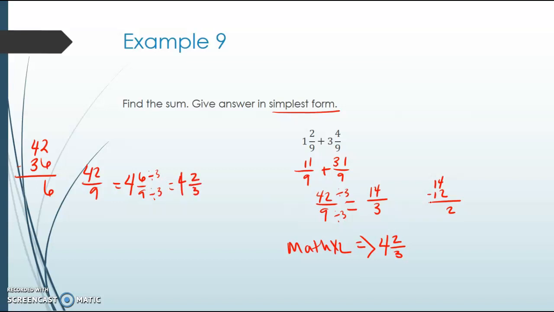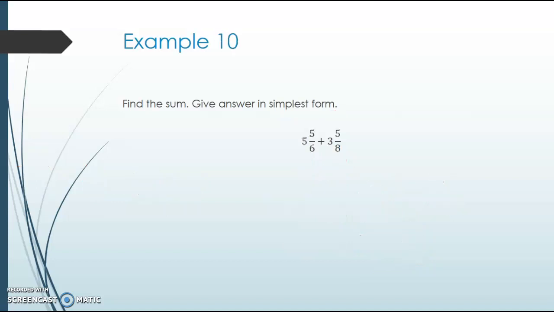So notice it's the same whether you simplify before you make it a mixed number or whether you make it a mixed number and then simplify. But this 4 and 2 thirds is what Math Excel is going to be asking for. On your exit ticket, I'll accept the 14 thirds. So now moving on to example 10.